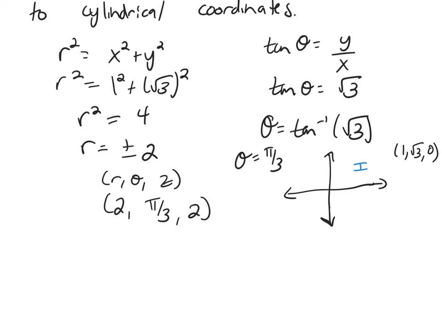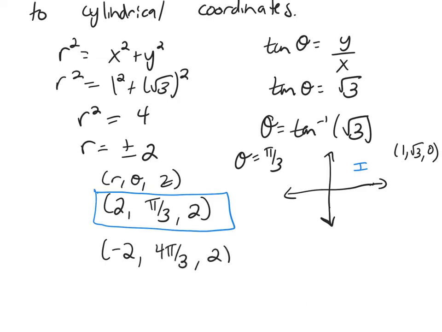Now this is not the only answer you can have. There are infinitely many answers here, actually. If I chose r to be negative, you would need to add pi to your angle, so it would be negative 2, 4 pi over 3, and 2. This is a different answer, but this one would correspond to the same point.